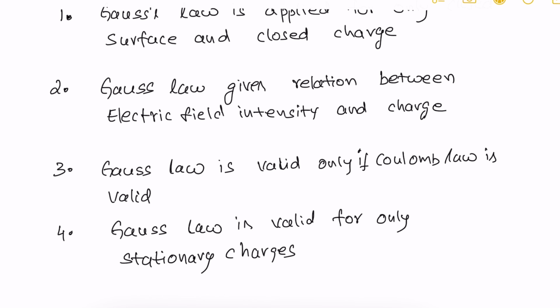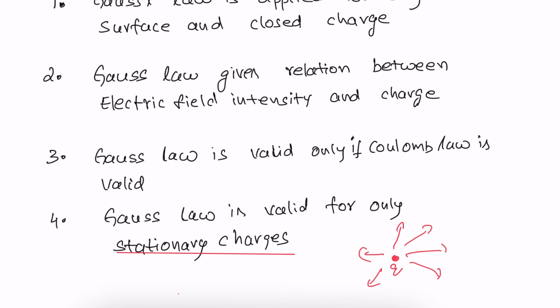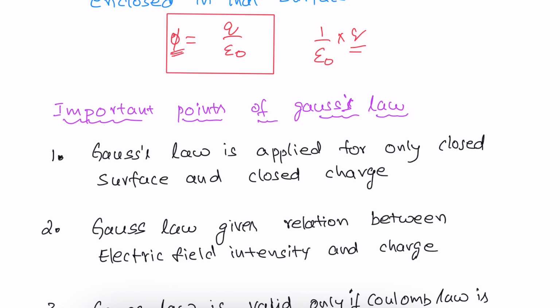Next, Gauss law is valid for only stationary charges. Okay, charges are in rest position. We know that when the charge is in rest position, it creates electric field lines. Suppose the charge is moving, it creates electric field lines and also magnetic field lines. So magnetic field lines are not discussed. Charges should be in rest position. Rest position is nothing but stationary. Okay, so Gauss law is valid for only stationary charges. Okay, these 4 points are important in Gauss law.